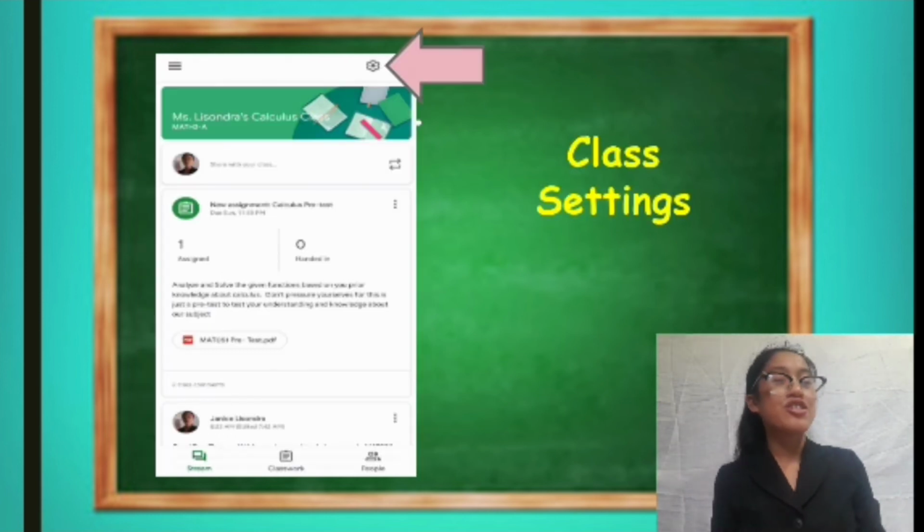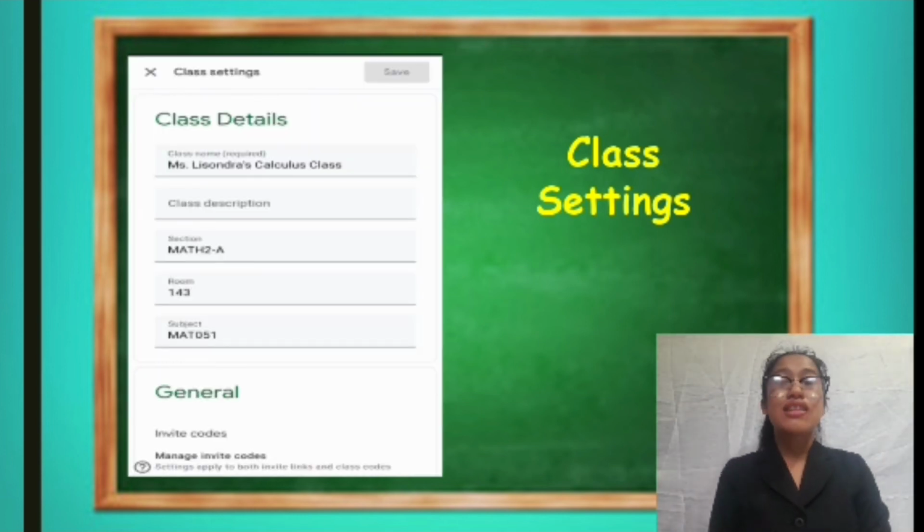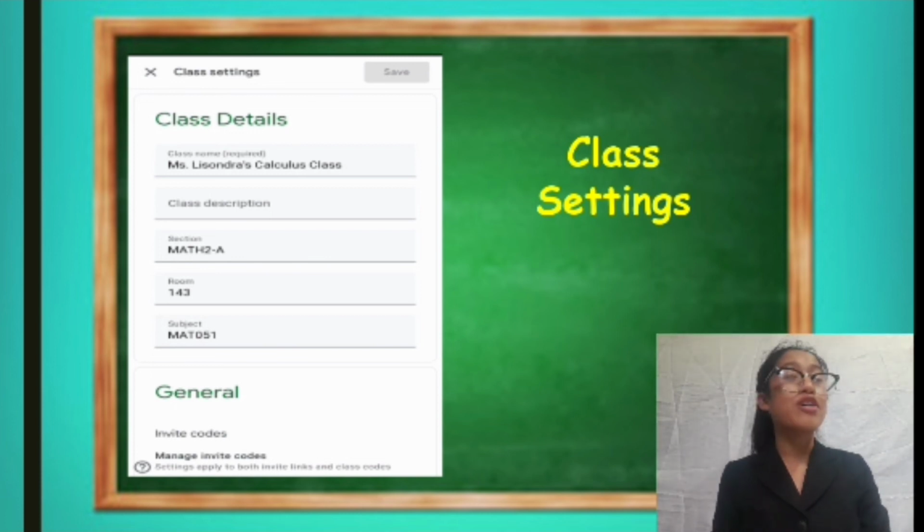The last feature of Google Classroom that we will discuss is the class settings. In the class settings, you can edit your class details. If you think that there is a mistake in your class name, then you can edit your class name. You can also edit the section, the room, and the subject. As long as there is a mistake, you can edit it.